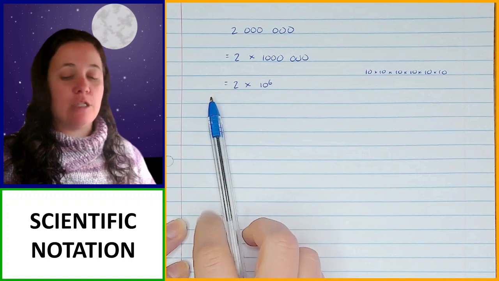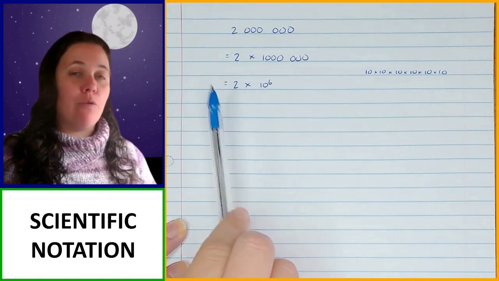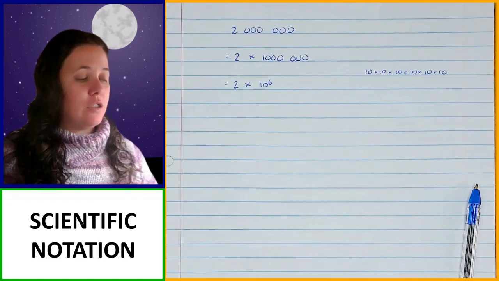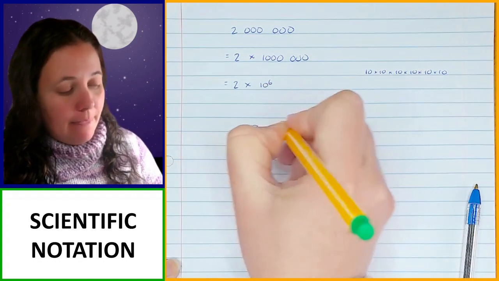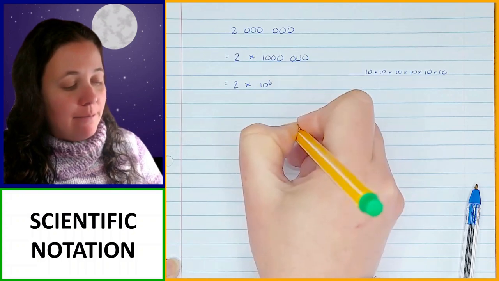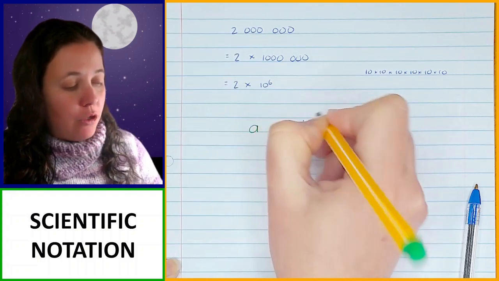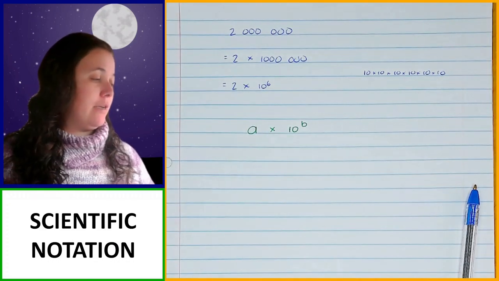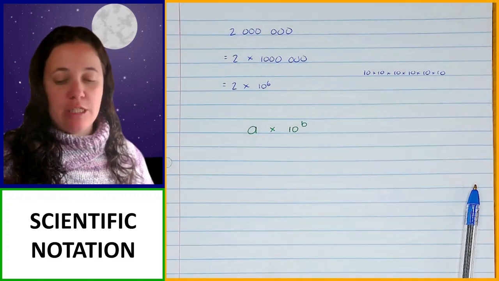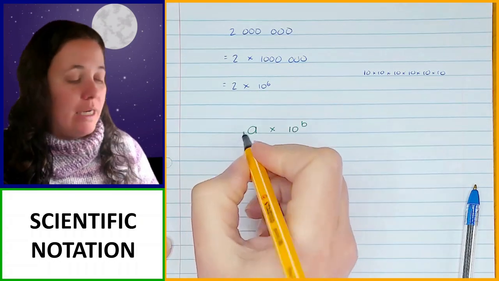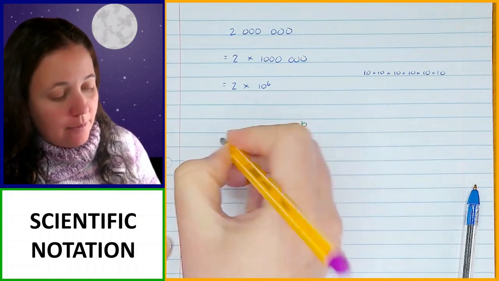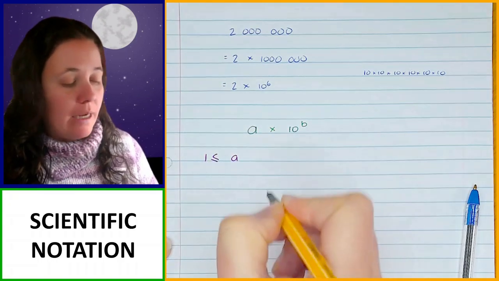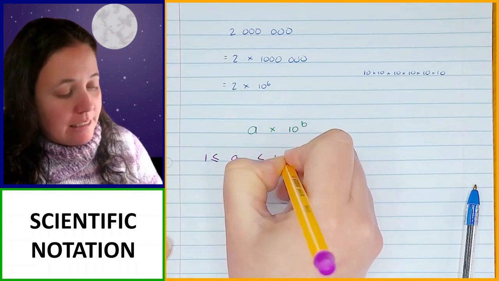When we're writing in scientific notation, we take a number and we write it in this format, where we have a, something, times 10 to the power of b, something. And in this format, the a is always going to be something that is between 1 and 10. It can be equal to 1, but it must be less than 10.